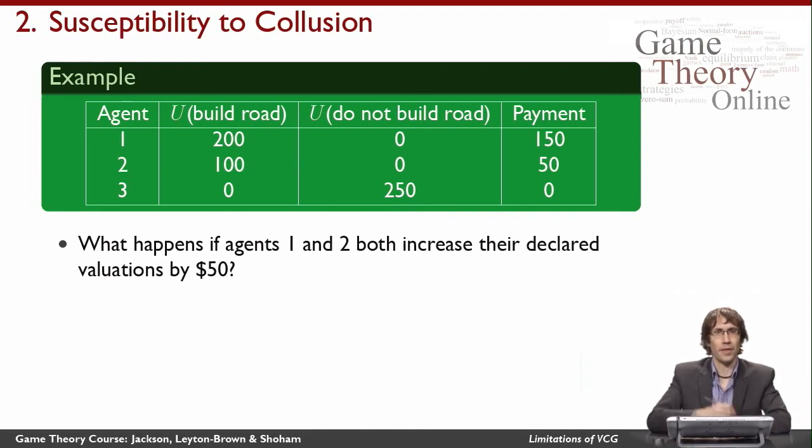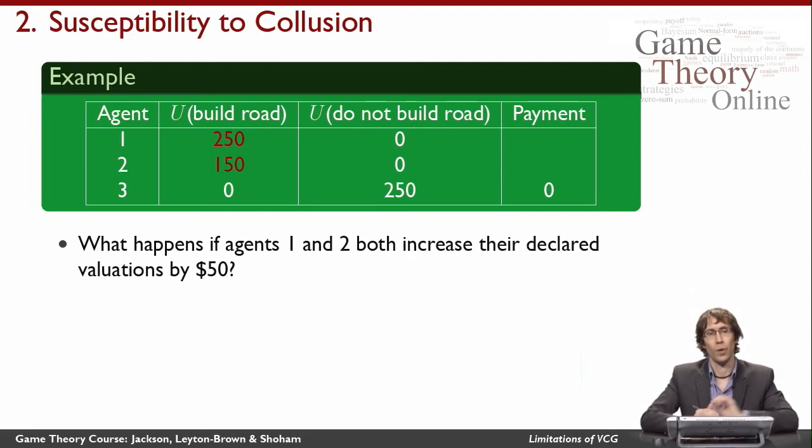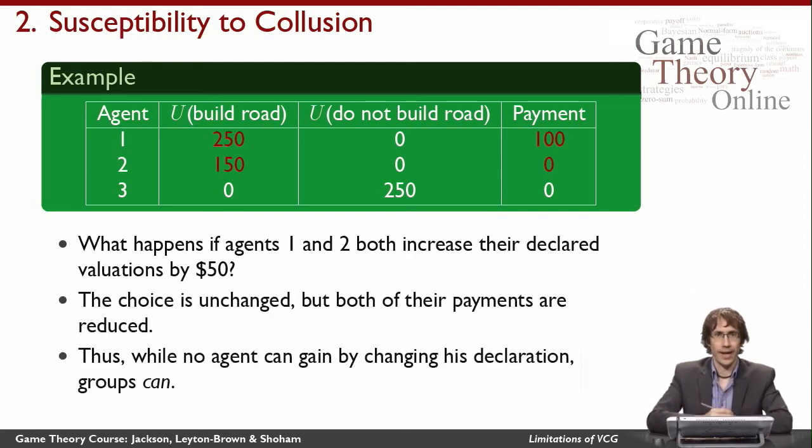Well, we know that he has a dominant strategy to tell the truth, but what if both agent 1 and 2 could coordinate to change their declared valuations? What if, for example, they were each to increase their valuation by $50? Well, in this situation, it actually turns out that both agents 1 and 2 are better off. Their payments both go down by $50.